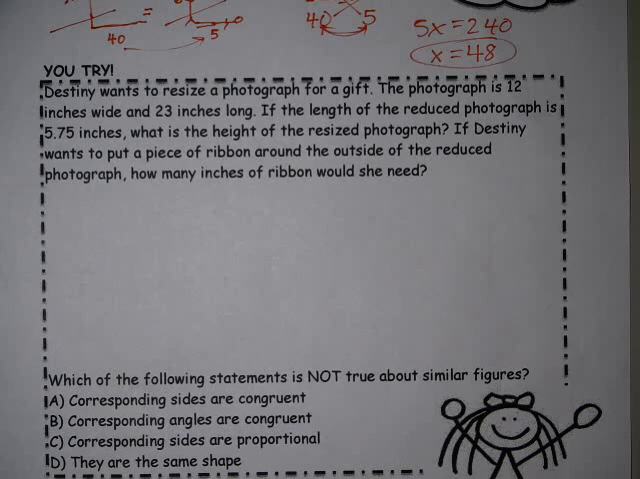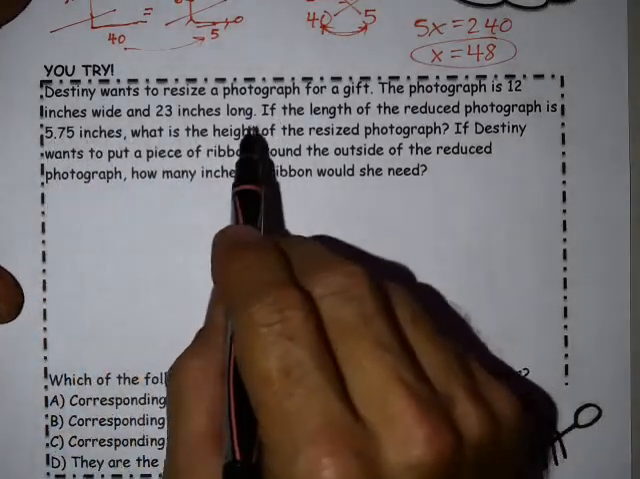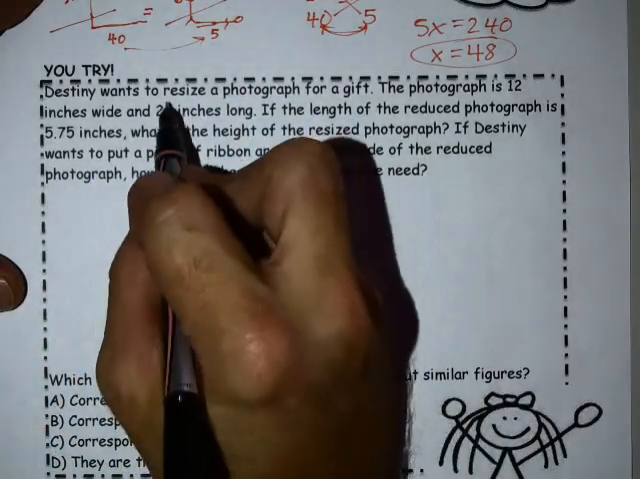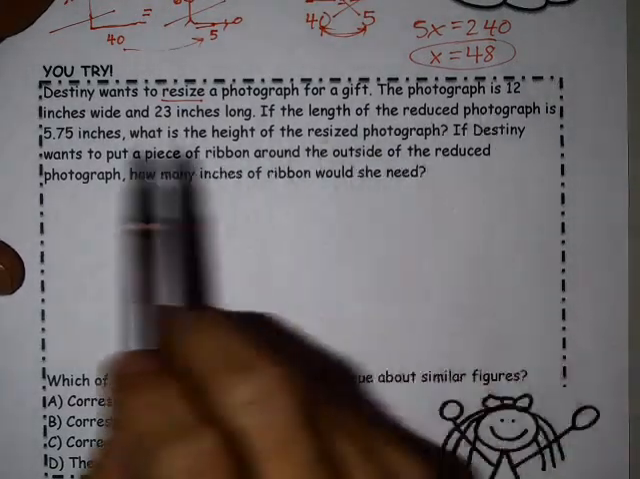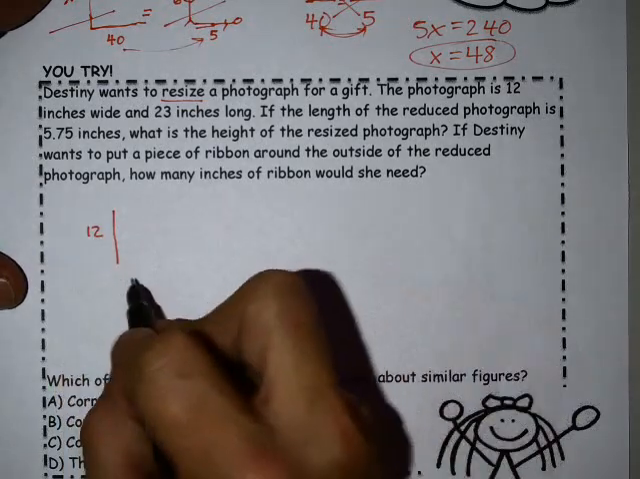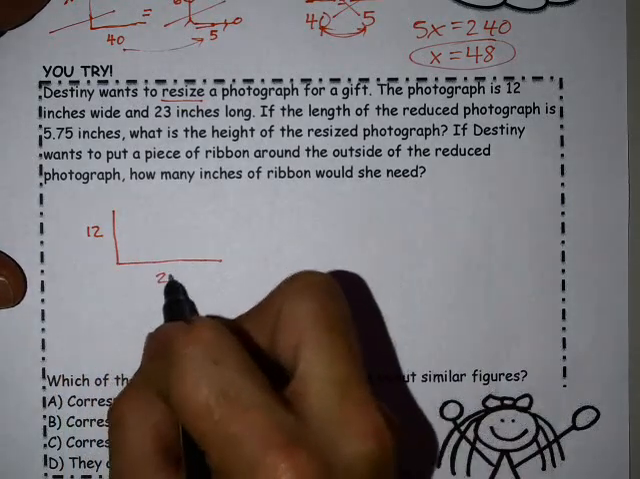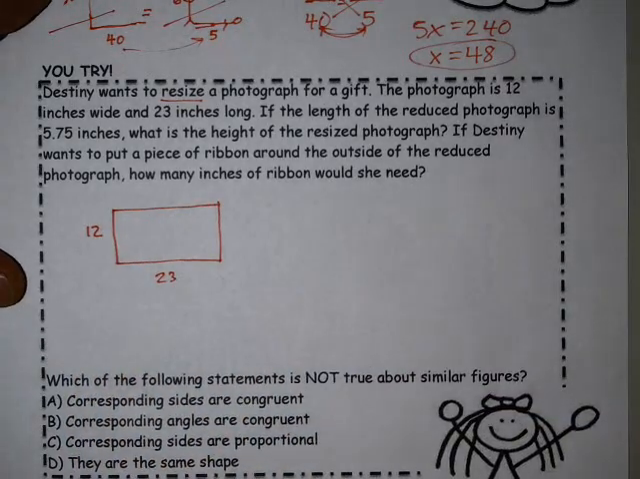Okay, we're back. It says Destiny wants to resize a photograph for a gift. Resize means to change the size, make it bigger, make it smaller. So the photograph is 12 inches wide, and I'm just going to start drawing it right now. 12 inches wide and 23 inches long. So there's my picture. Okay.